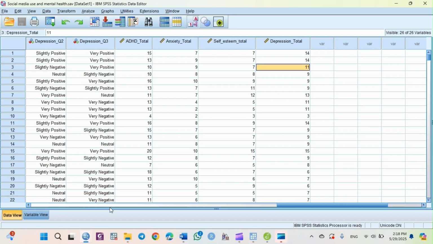Let's see common mistakes and errors. One of the errors is using Pearson's correlation with ordinal or categorical data. If our data is categorical or ordinal, we have to use Spearman rather than Pearson's correlation. The other is ignoring outliers. Outliers can inflate or suppress correlations, so we have to identify them using box plots or z-scores.